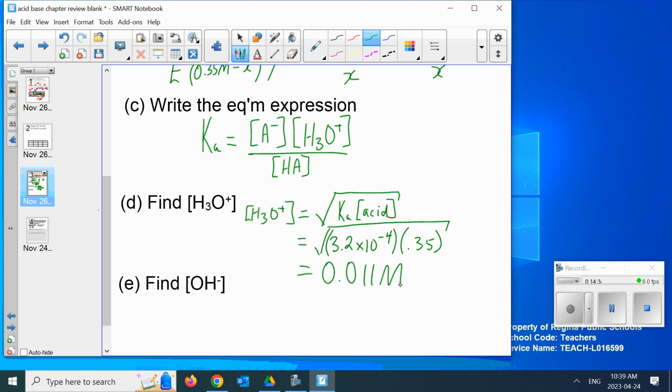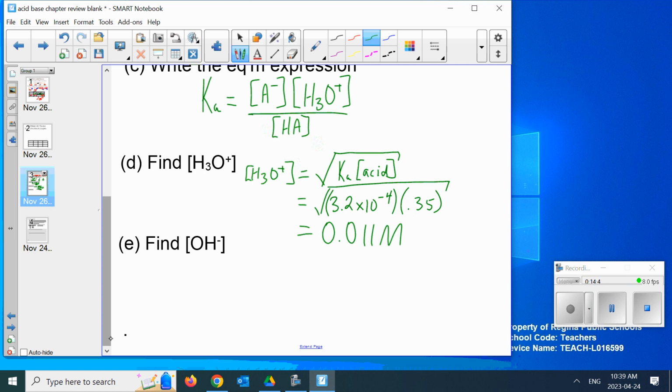Find the hydroxide. Well, from this, I would suggest a couple ways to do it, but here's the one. For the hydroxide concentration, if you have the hydronium ion concentration, it's 10 to the minus 14 divided by the hydronium concentration. That gives me 9 point something times 10 to the minus 15.